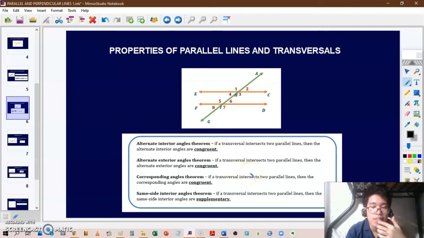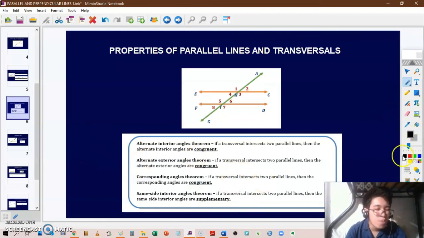And then lastly, we have the same side interior angles theorem. This theorem is also one of the theorems that we're going to try to prove later. It simply says that if we have a pair of same side interior angles, then that pair of angles is supplementary. So they're not congruent, but they're supplementary. That means the sum of the measurements of angle 3 and angle 6 is 180 degrees, because they are supplementary angles.